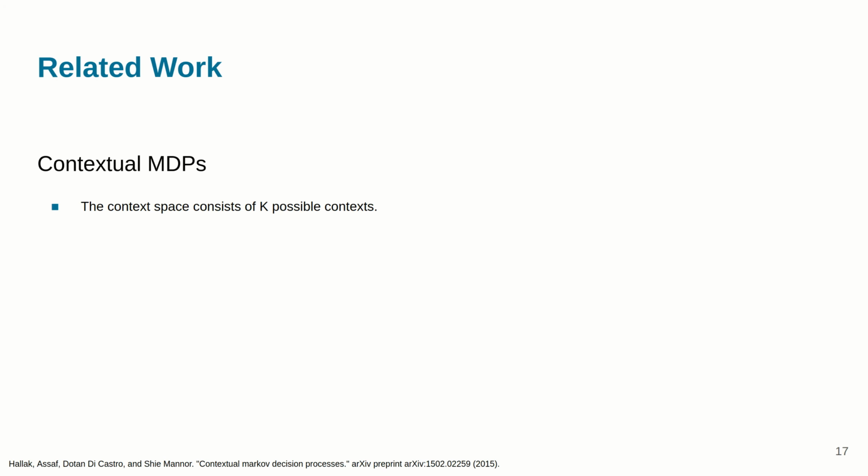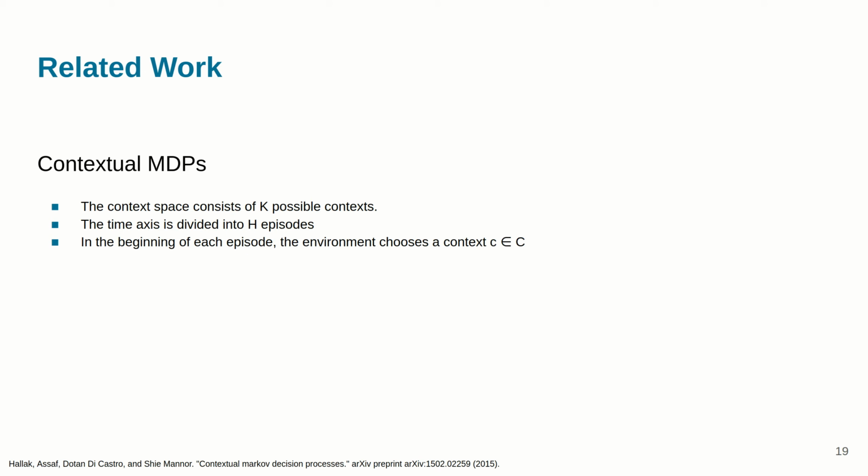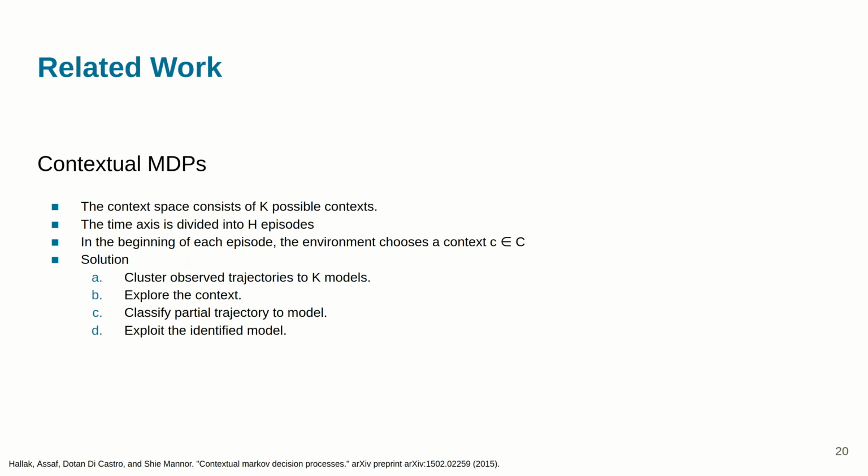So there has been a body of work in this direction. For example, a paper defined contextual multi-decision processes, or contextual MDPs, where the context space consists of k possible contexts, and within each episode, the environment chooses a certain context, which is fixed during each episode. And based on this definition, this paper provides a solution that uses clustering on the observations and the trajectories into k clusters, and then uses a classifier to classify what the current context is, and then tries to identify the context and exploit the current context for the policy.